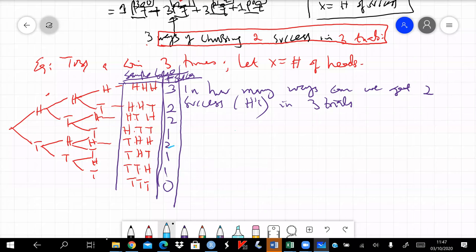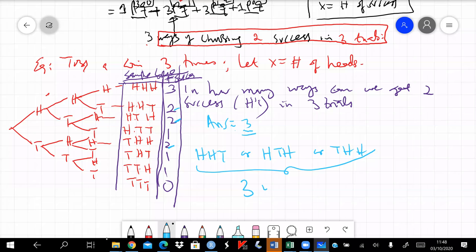So we have this one, and this one. So the answer is 3. So there are 3 ways of getting 2 successes when you toss a coin 3 times. And these 3 ways are, you can have HHT, or you can have HTH, or you can have THH. So those are the 3 ways of choosing 2 H in 3 tosses. So basically, that is the explanation of the coefficient there.